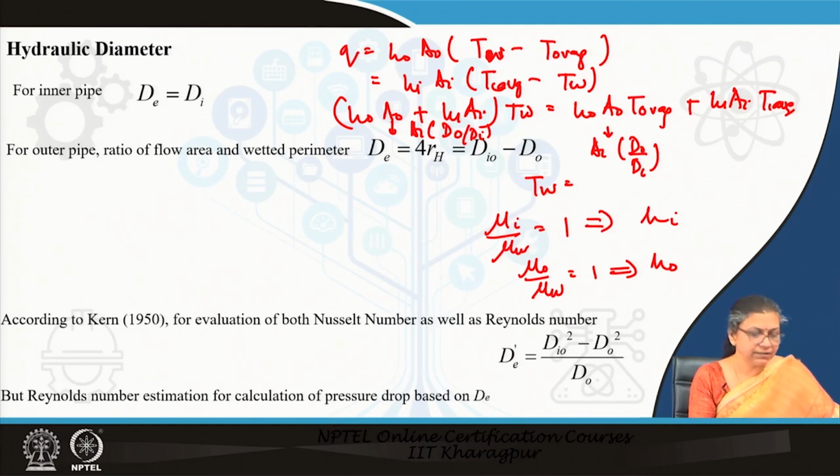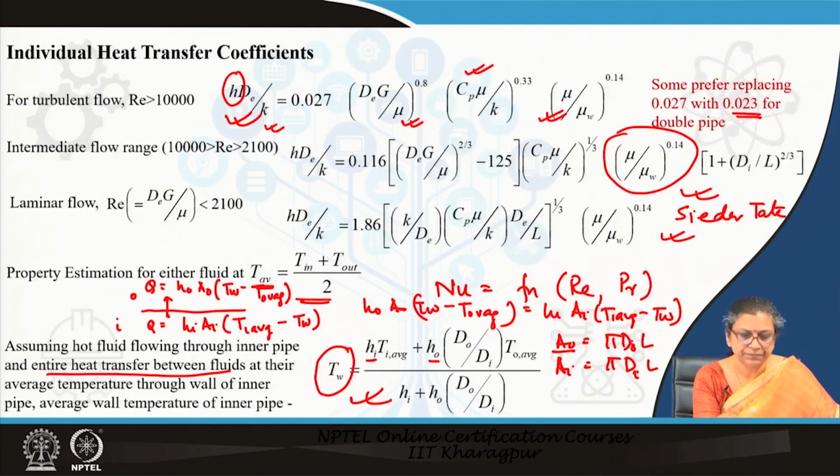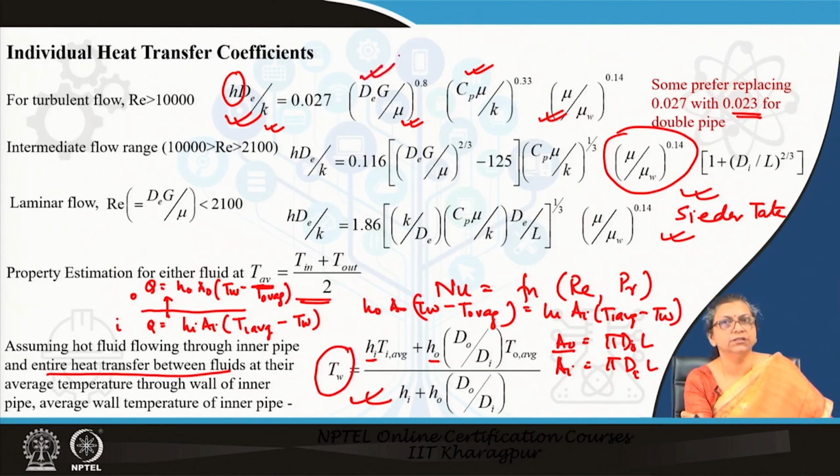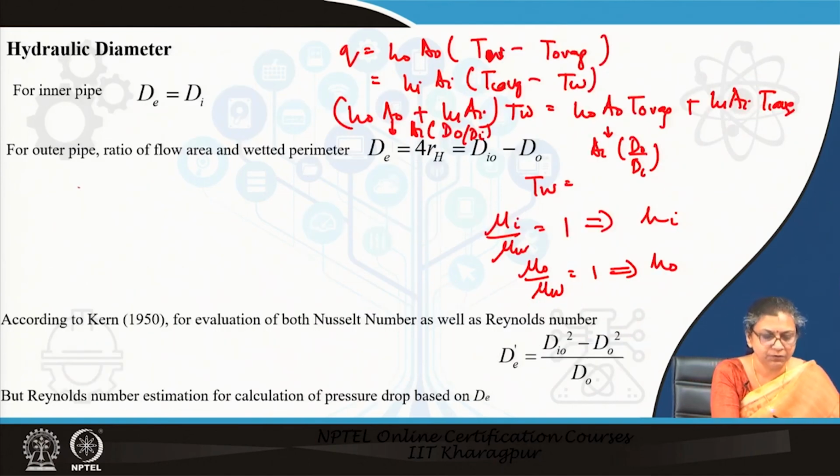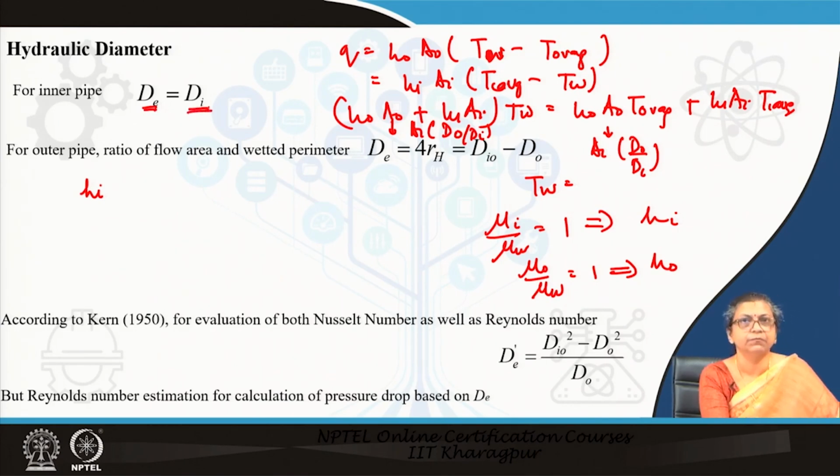There are certain other things also which I would like to mention. Other than the properties, there is an equivalent diameter or the equivalent characteristic dimension of the heat transfer surface which needs to be incorporated. Now, when you are working with the inner tube fluid, when we are trying to find out HI, then in that case it is very simple. Your effective or equivalent diameter is nothing but the inside diameter of the tube.